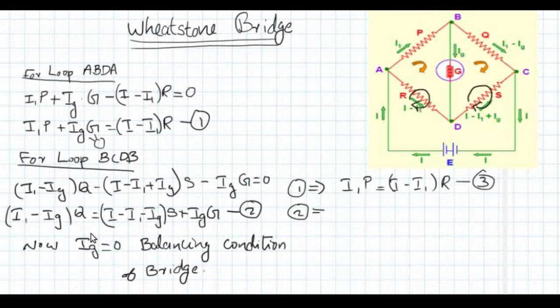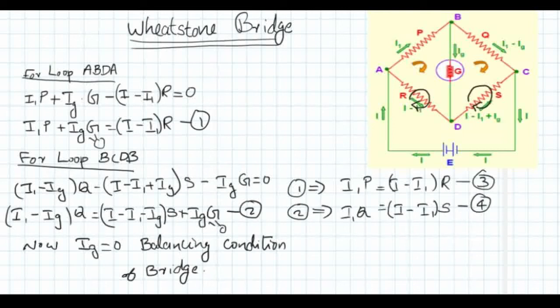Similarly for equation 2, this Ig will be 0. So what is remaining is I1 into Q. So I1 into Q is equal to, on the right hand side, Ig is 0, therefore there is no Ig in this bracket. So (I minus I1) into S plus, this Ig is again 0, therefore this Ig into G will vanish. So what is remaining is only (I minus I1) into S. And let this be equation 4.